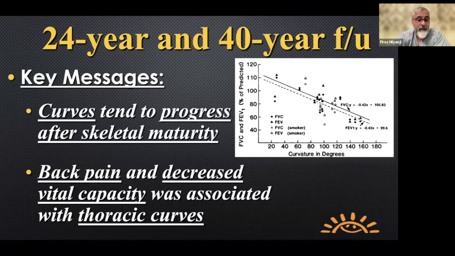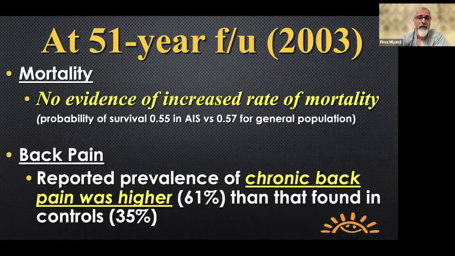Back pain, decreased vital capacity, all this they showed was associated with thoracic curve. So really important messages in these two papers that AIS is strictly not limited to your adolescent period, but into adulthood, you can have some sequelae. Now, in 2003, they came up with another landmark paper, a 51-year follow-up. They showed that for mortality, there was no evidence of increased rate of mortality. In fact, the probability of survival was almost exactly the same as the general population.